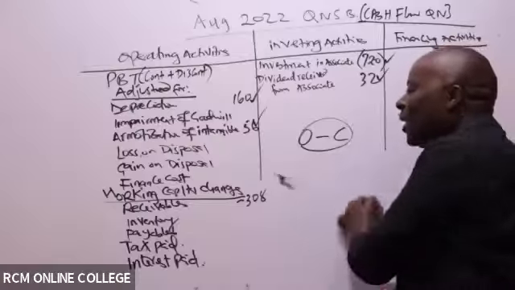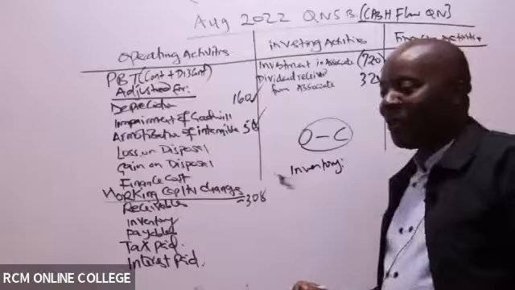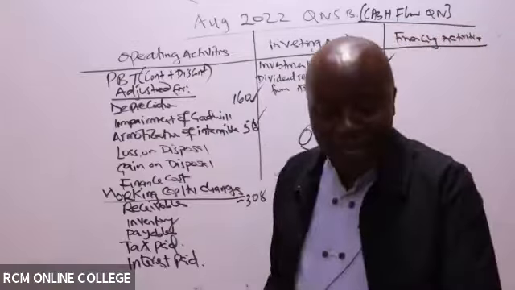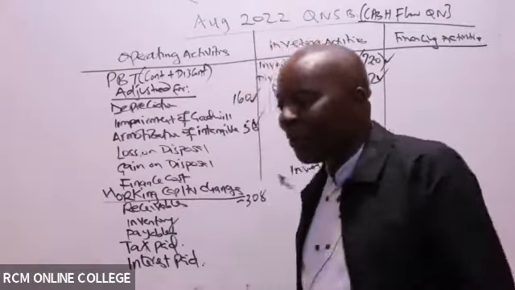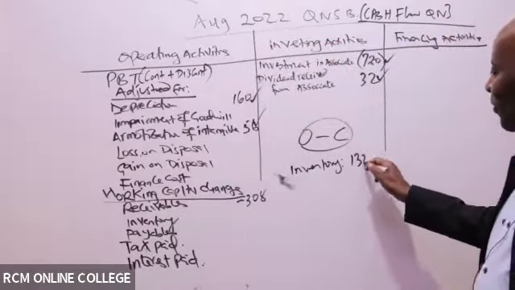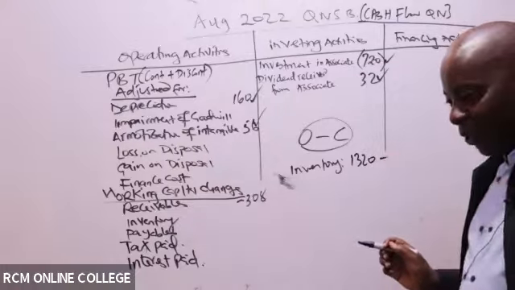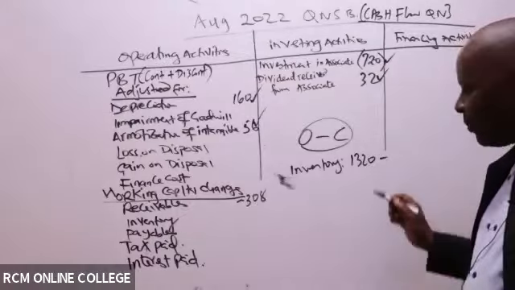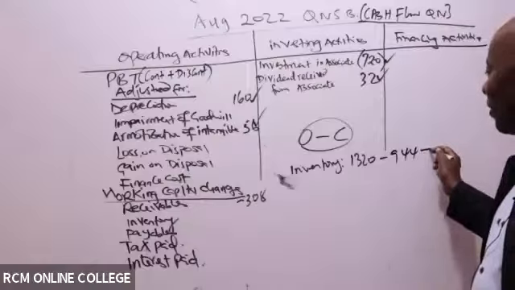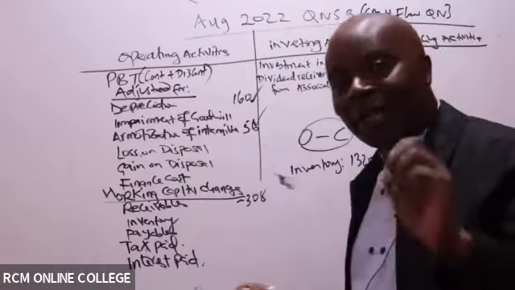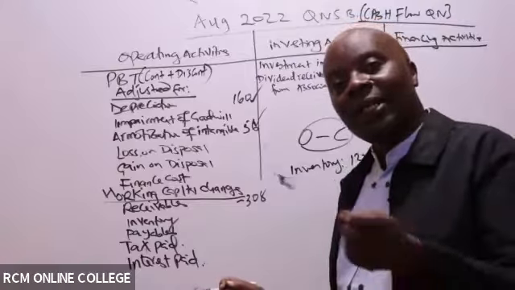So then we go to inventory. Let's go to inventory. What do we have there under inventory? Are you able to track the opening inventory? Opening inventory is 1320, isn't it? I hope everybody is able to see. How about closing inventory? How much is closing inventory, somebody? 944, like that. The subsidiary that went away, never forget the subsidiary that went away. If it has an inventory, go there and subtract.